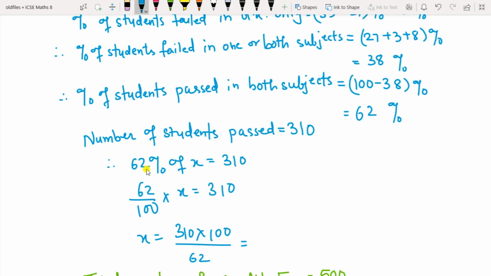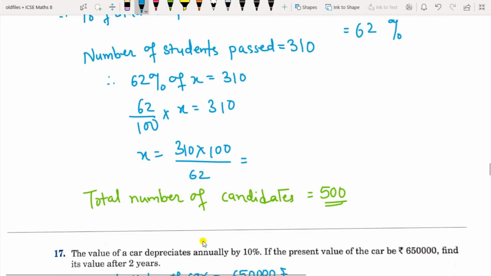So it is the passing percentage. The number of students should be of the passing students only. So 62% of the total is equal to 310. Find the value of x now. After cancellation, it gives you 500 students. So the total number of candidates who appeared for the examination was 500.